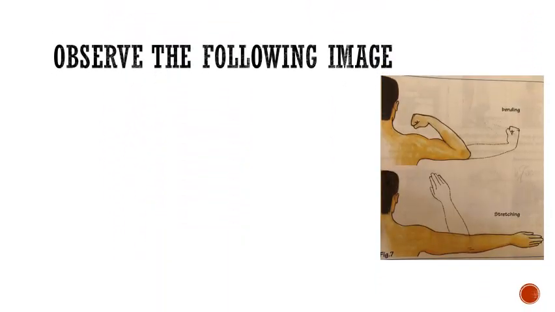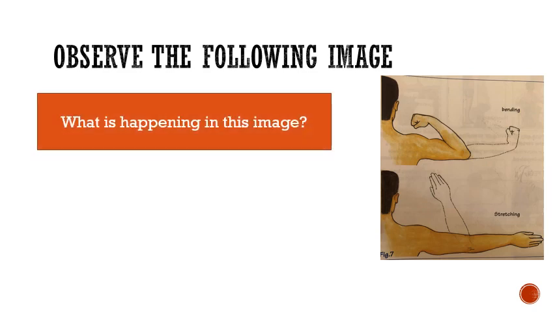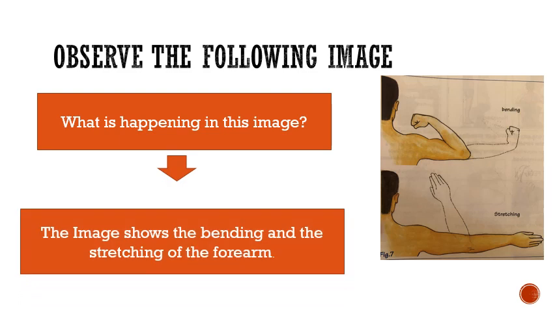Now I want you to observe the following image. In the warm-up, we did the bending and the stretching exercise, and we know now how to bend and stretch our arm. Now observe this image, then answer the questions. The first question is, what is happening in this image? What do you see in this image? Excellent. So this image shows the bending and the stretching of the forearm.